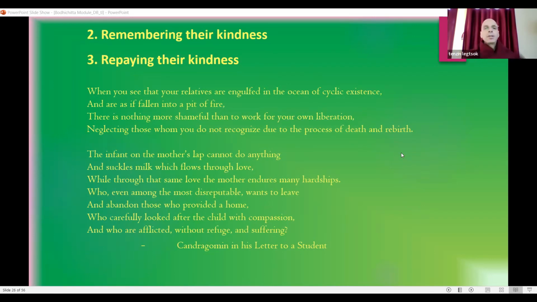And then the next step, remembering the kindness of sentient beings. So beginning with remembering the kindness of our mother or other main caregiver in this life, from the time we were in our mother's womb, especially all through our early childhood, and then later in life as well.